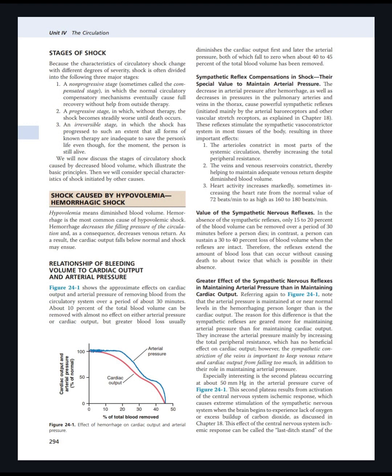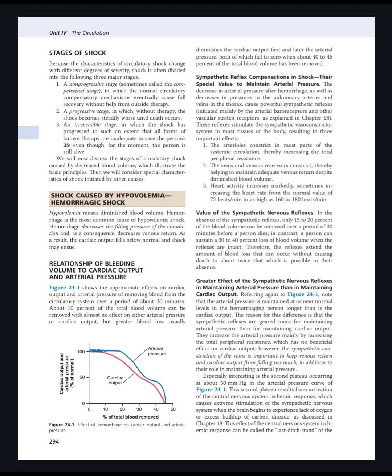Shock caused by hypovolemia, hemorrhagic shock. Highlight this heading. Hypovolemia means diminished blood volume. Hemorrhage is the most common cause of hypovolemic shock. Hemorrhage decreases the filling pressure of the circulation, and as a consequence, venous return decreases. As a result, the cardiac output falls below normal and shock may ensue. So this is all.